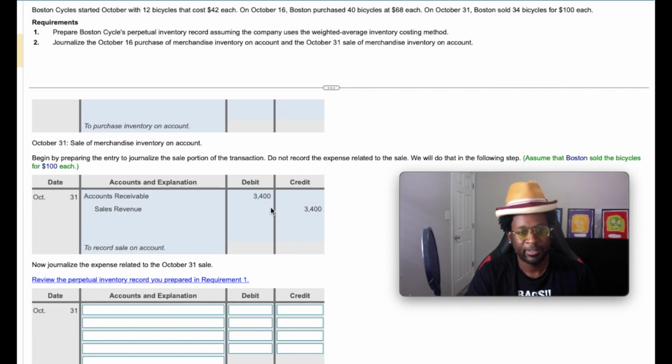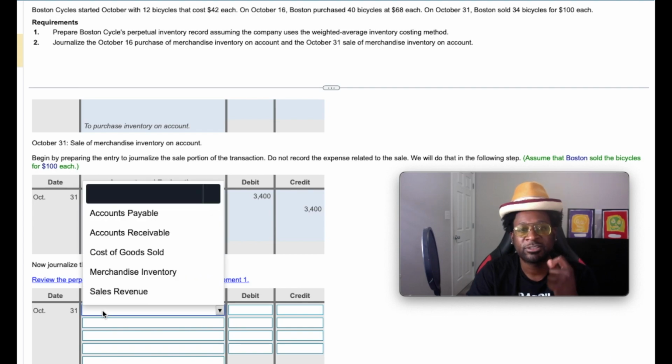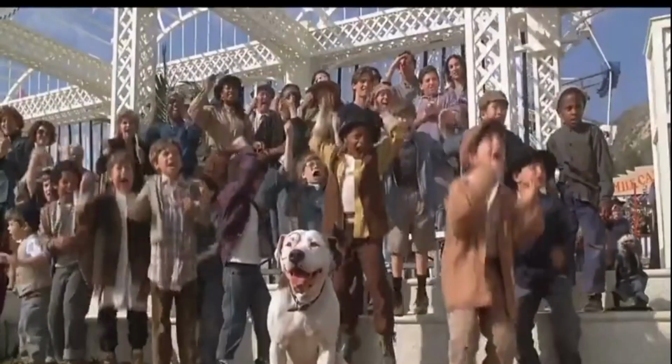Beautiful work. But we're not finished, gang. We have to recognize that expense for selling that particular asset inventory. And so how are we going to do that? We're going to debit cost of goods sold and adjust our inventory by credit for the amount that was previously calculated, the $2,108. So there you have it, gang.